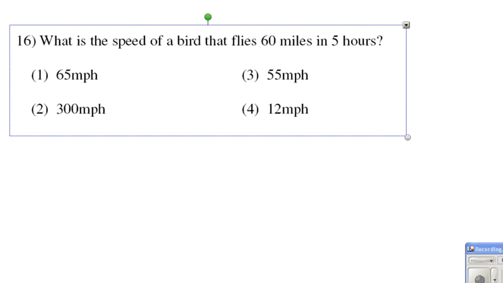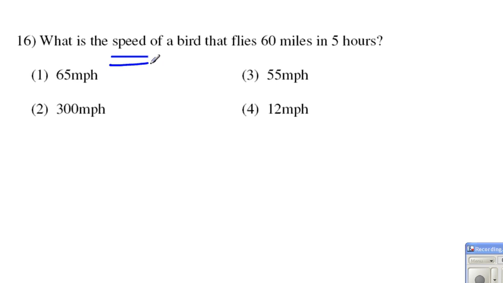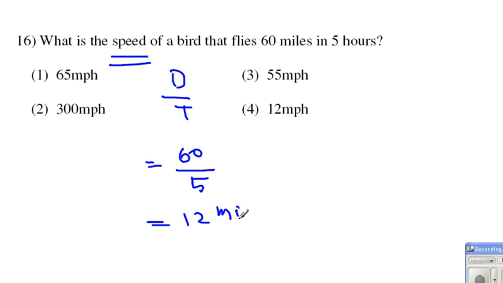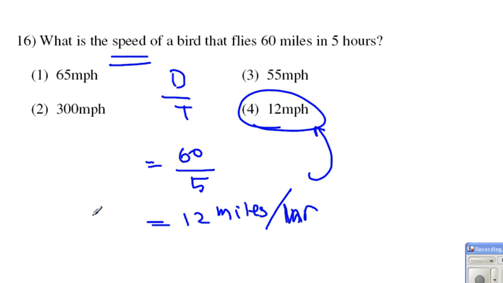All right, number 16. Now speed, how do you calculate the speed? It will be distance over time. Now distance is 60 miles, time is 5, so therefore we end up getting about 12 miles per hour. Therefore, this becomes our answer.